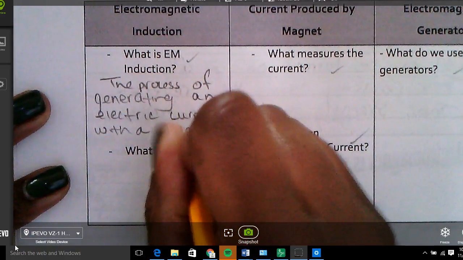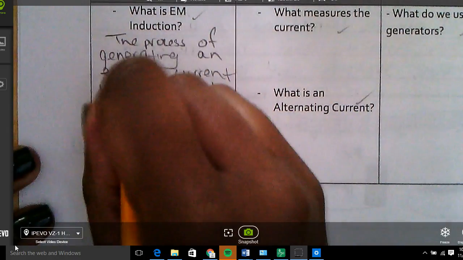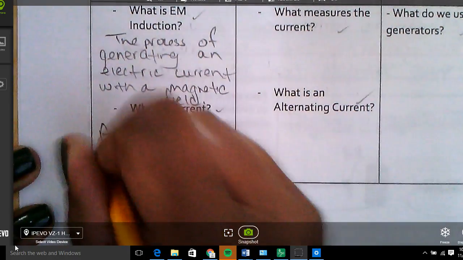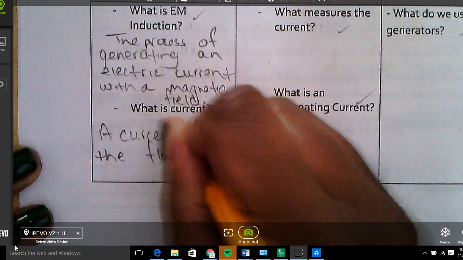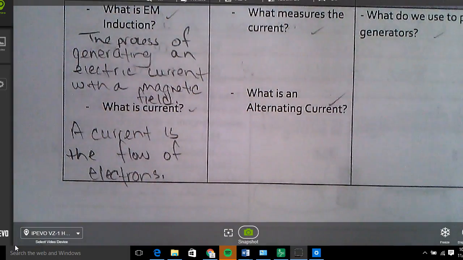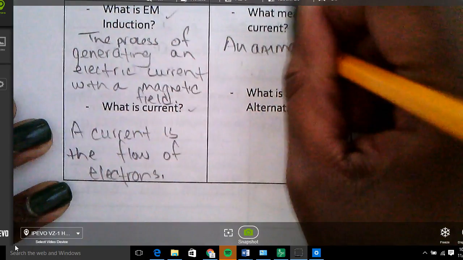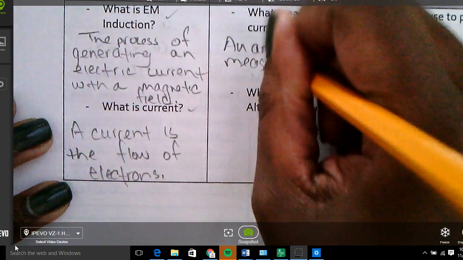What is a current? It's very simple. Go ahead, Jalen. Very good. A current is the flow of electrons. What measures the current? Go ahead, Lionel. Lionel, don't make it up. Travell, you said what? An ammeter. Very good. An ammeter measures the current.